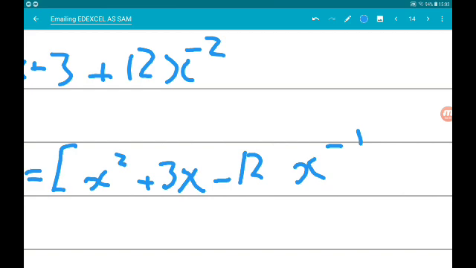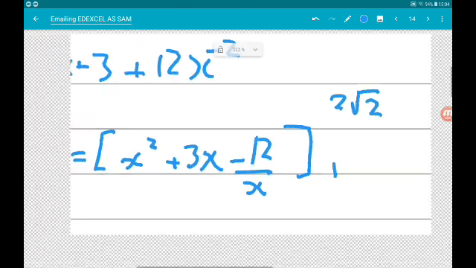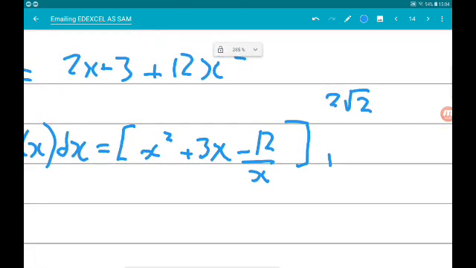Now, I'm just going to rewrite that now back as a fraction. So that's minus 12 over x between 2 root 2 and 1. Okay, so now we substitute the limits in. So first we put in x is 2 root 2.